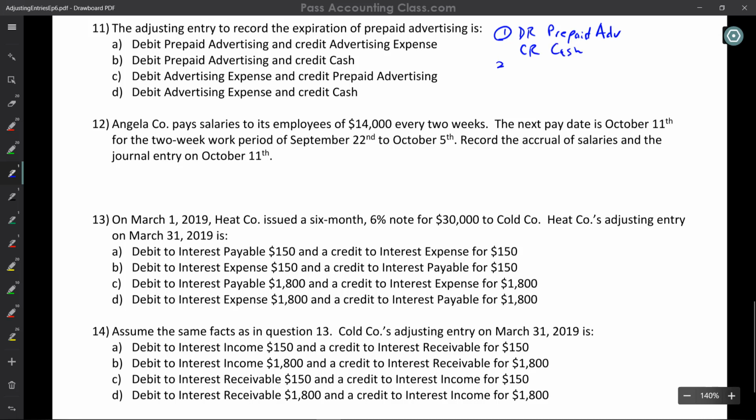Now this problem is asking us to solve for the next step. How do we expire this prepaid advertising? Well, prepaid advertising is an asset account. We increase the balance of that asset account by debiting it, but here we need to reduce it. So we're going to credit prepaid advertising. And then we'll debit an account called advertising expense. Advertising expense is an expense account. We increase the balance of an expense account by debiting it. So the answer here is going to be C.